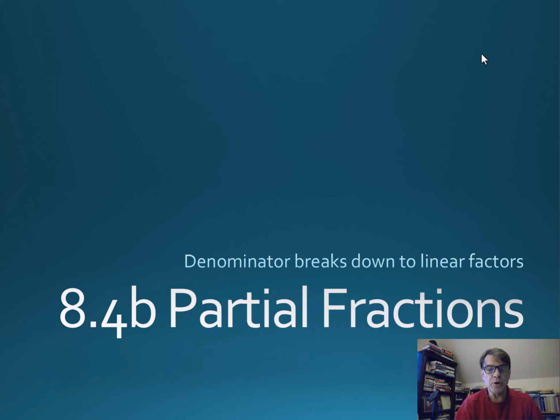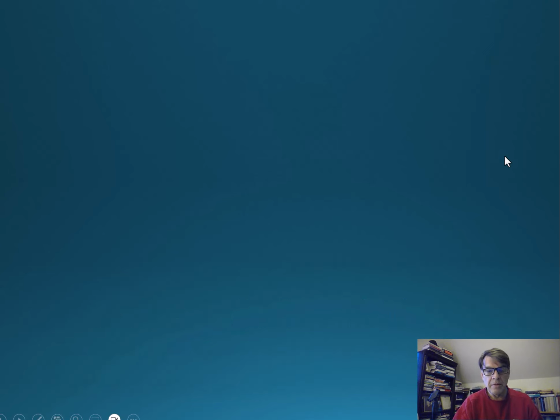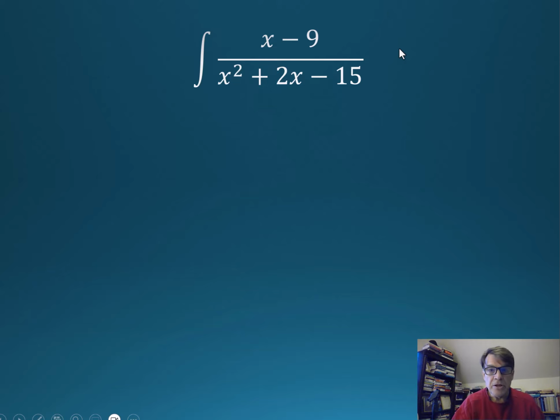What if the denominator breaks down into linear factors? What does that mean? It means you can break it down into, say, x's that are all to the first power. So here's an example. All right, so this is one of the problems in chapter 6 in one version of James Stewart, and it's chapter 8 in the old one.